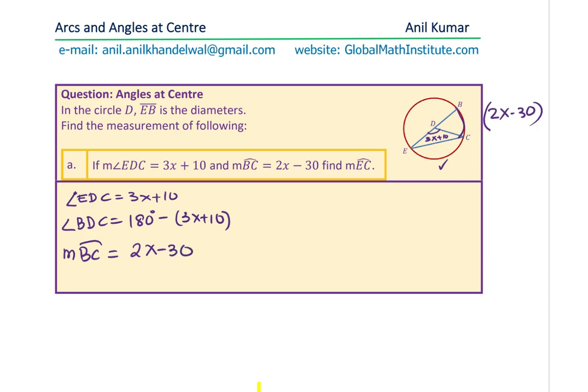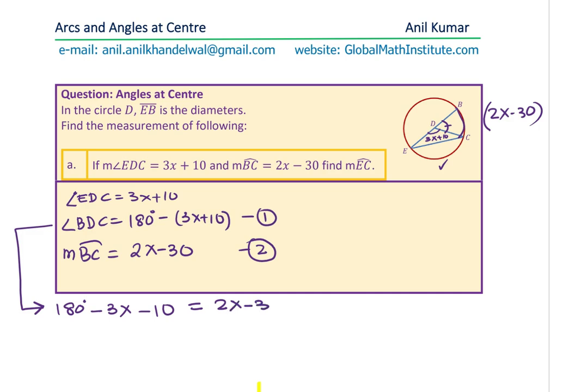So from here, we can equate equation 1 with equation 2, since we know that these are equal. Perfect. So we have an equation to work with. Our equation now is 180 degrees minus 3x minus 10, which comes from equation 1, and that is equal to 2x minus 30. This comes from equation 2, correct?